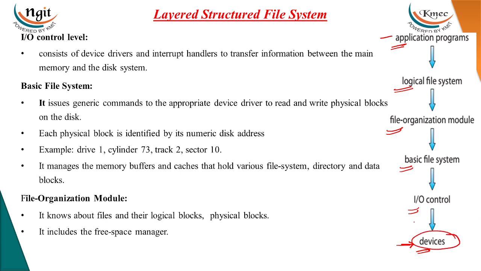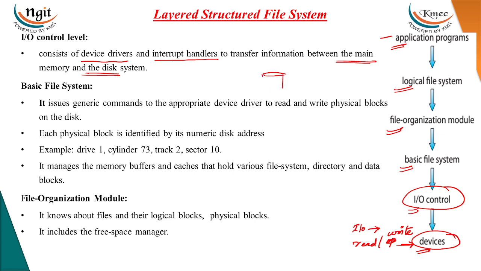In order to perform any task on a device, that is an input or output task, a read operation or write operation, the operating system will send particular commands to the device, which will be interpreted and the corresponding operation will be done. The IO control layer consists of device drivers and interrupt handlers. This IO control layer is responsible for transferring information between main memory and disk, because we don't store the entire process in main memory. Only a portion of the process is stored in main memory, and the remaining is stored on disk.